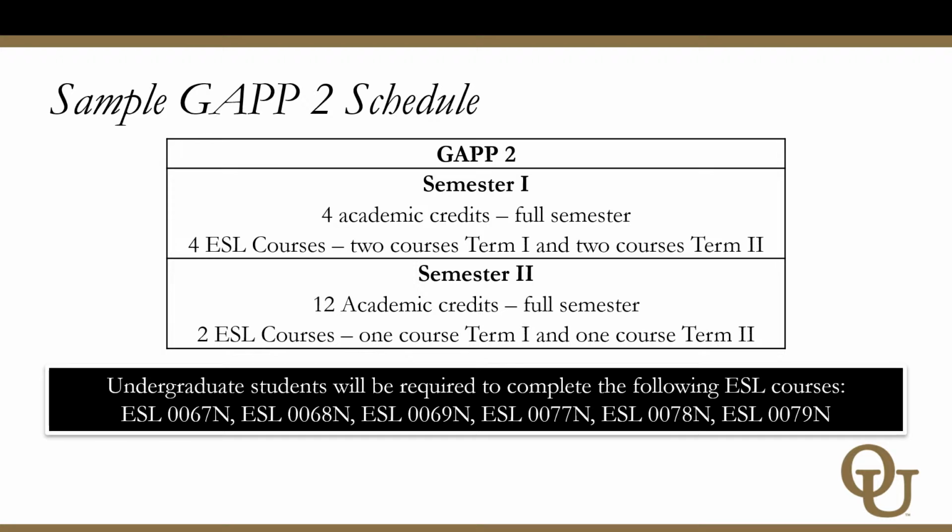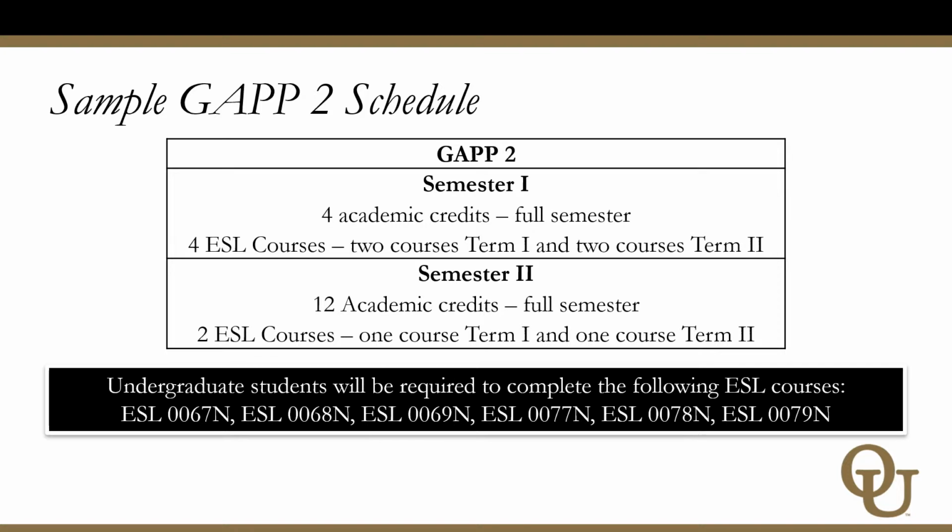So we've looked at the schedule for a GAPP 1 student. What about a GAPP 2 student? Well, in their first semester of attendance, they would be taking 1 academic course for 3 or 4 credits for the full semester. They would be taking 4 ESL courses, 2 courses in term 1 and 2 courses in term 2. Then they would do the same schedule as a GAPP 1 student for their second semester.